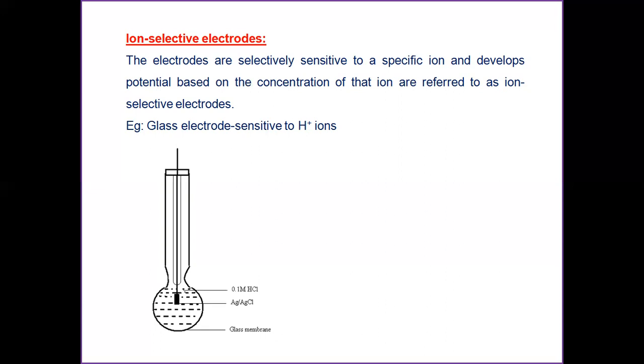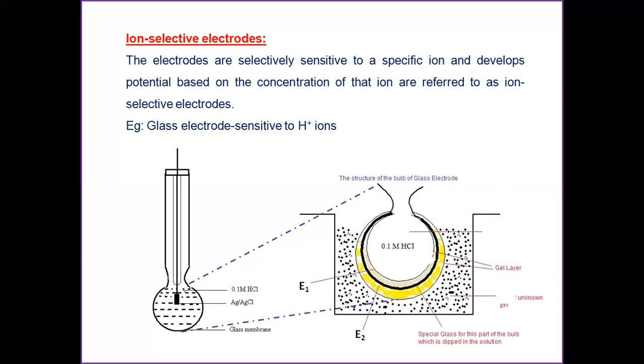The glass membrane is made up of a special type of glass called Corning glass, which constitutes 23% by weight of sodium oxide. An enlarged view of this glass membrane looks like this: a glass membrane in contact with the analyte solution, whose pH we have to determine.